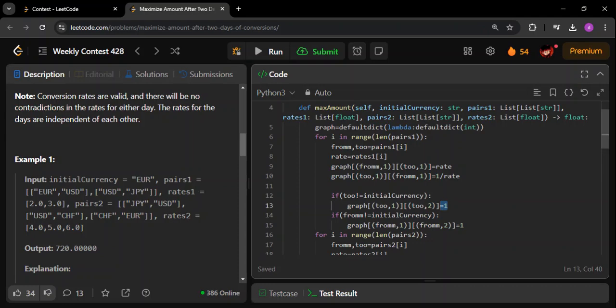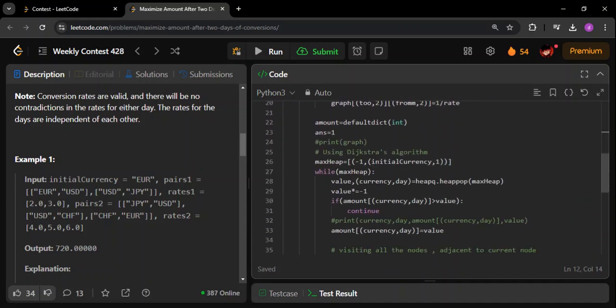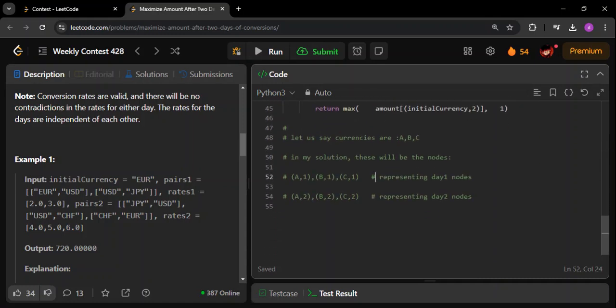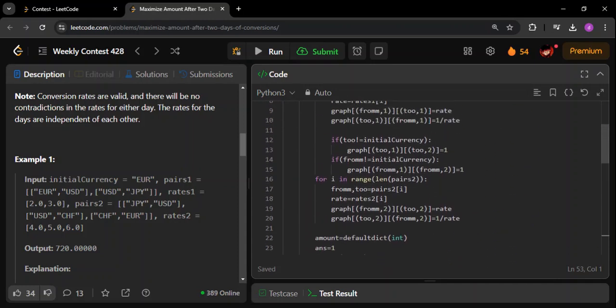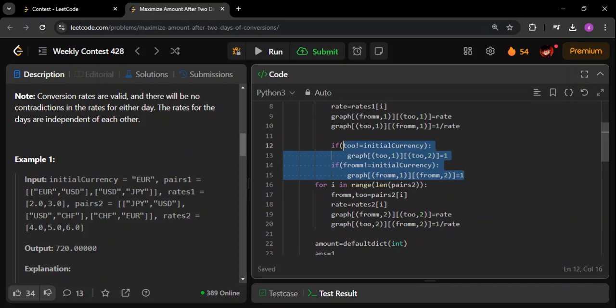Similarly, the from node in day 1 should be connected to the from node in day 2 using a rate of 1. This is the part to ensure that both of them are connected. That's what I'm trying to ensure: these nodes should be connected to the corresponding nodes in day 2. For that reason, I'm using this particular code. I hope you are getting the point now. Yeah, that is all for it.